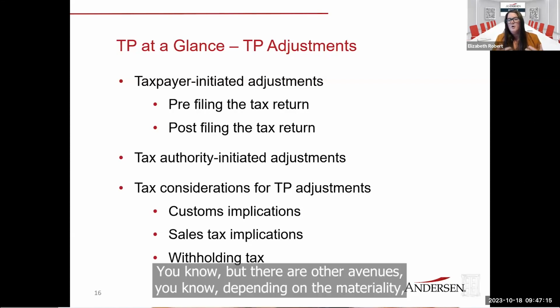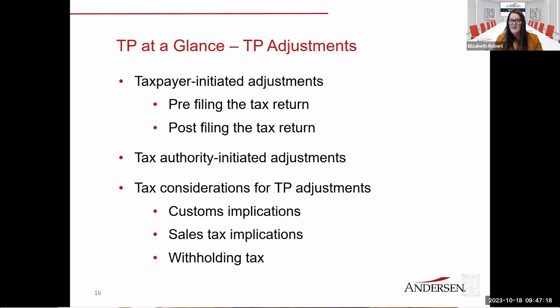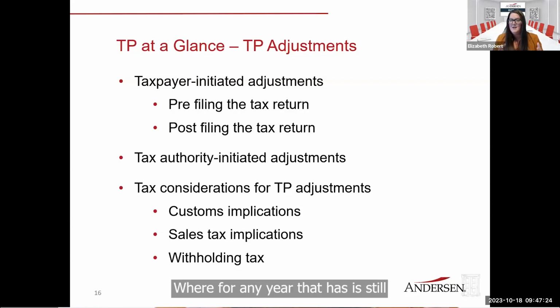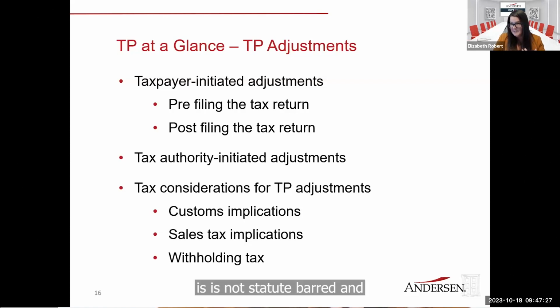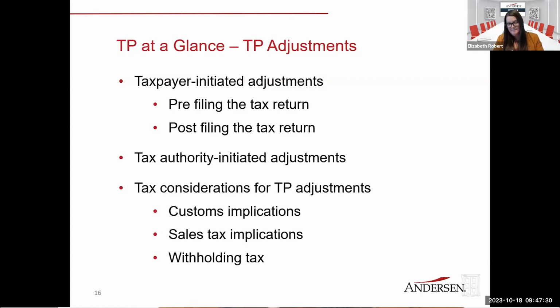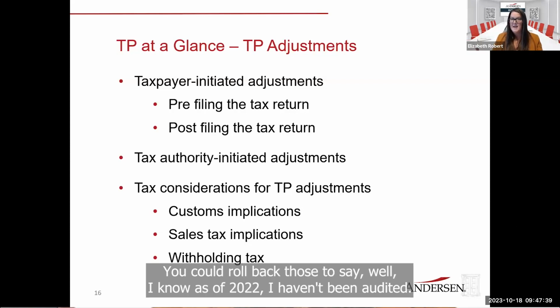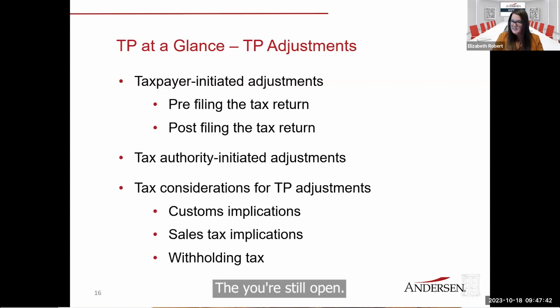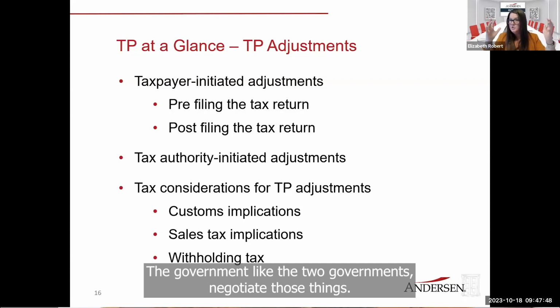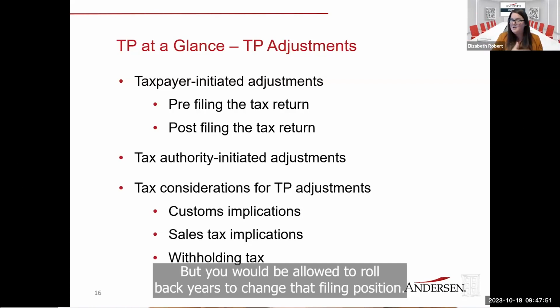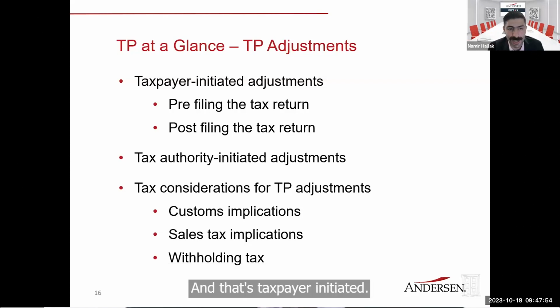But there are other avenues, depending on the materiality. Canada offers programs like the advanced pricing arrangement, where for any year that is not statute barred and has not yet been audited by the government, you can apply for an advanced pricing arrangement and roll back. So you could say, I know as of 2022 I haven't been audited, the year is still open, I can apply for an APA. The two governments negotiate those things, but you would be allowed to roll back years to change that filing position. So that's taxpayer initiated.